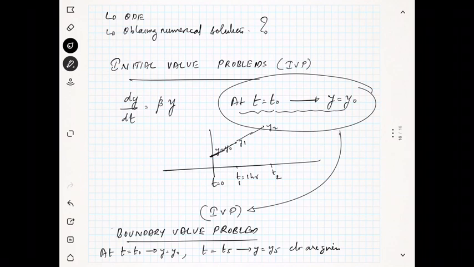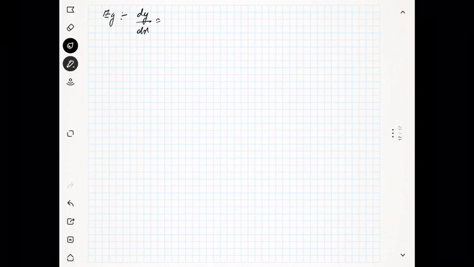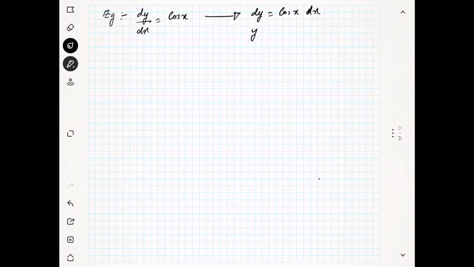Okay, now you have seen the analytical example previously. For example, you have seen dy by dx is equal to cosine x, and you know how to find the solution, because dy is equal to cosine x dx. Then y equals sine x plus c. This is the solution. So this is the ordinary differential equation and this is the solution for it.